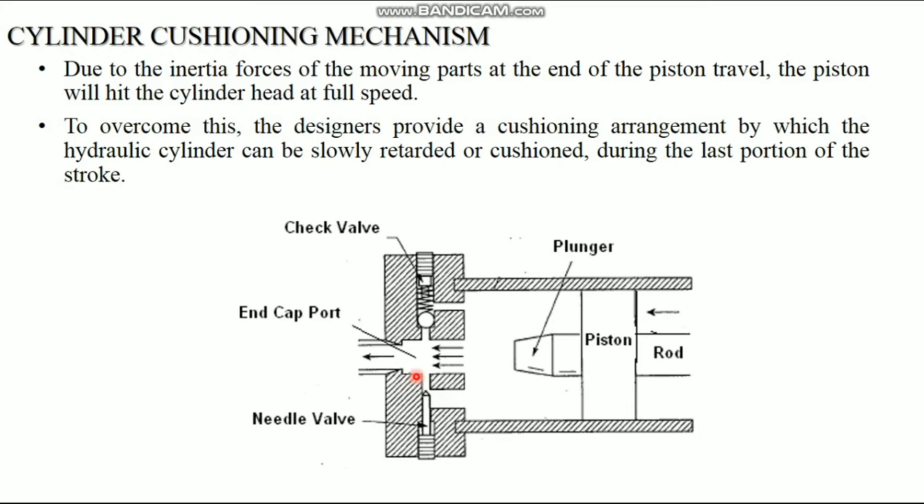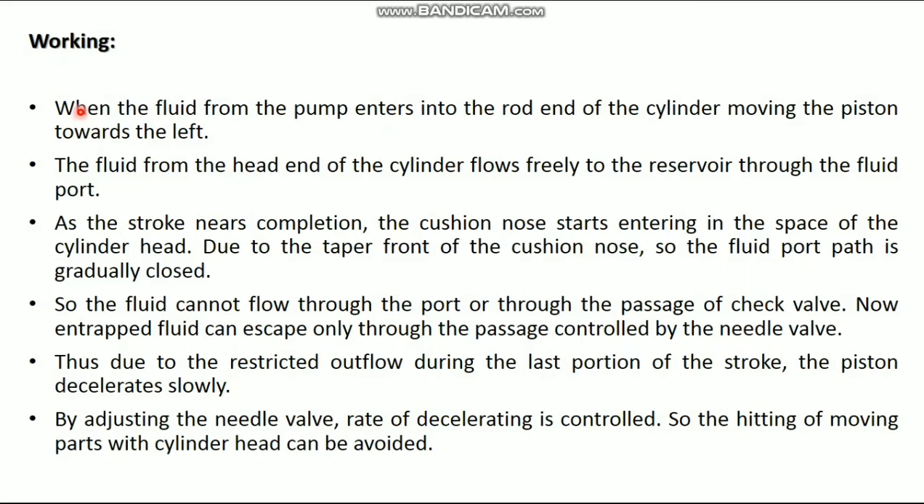This is the controlled passage. Only through the controlled passage can the fluid enter. So suddenly the speed of the piston will be reduced. At the end of the stroke, it will decelerate. The speed will be decreased. So we can avoid damage to the piston or cylinder head. This is the cylinder cushioning mechanism.